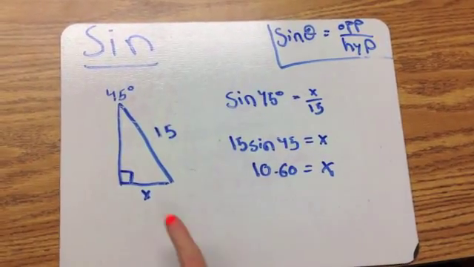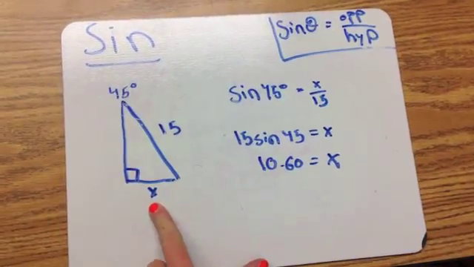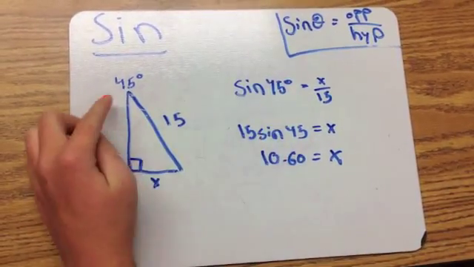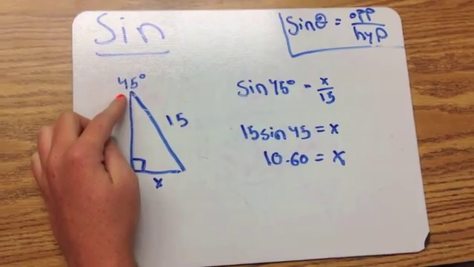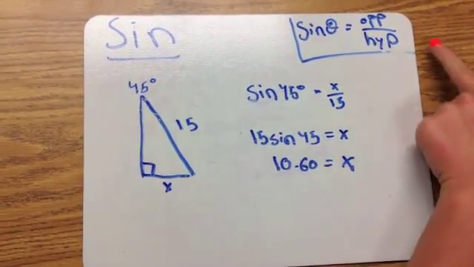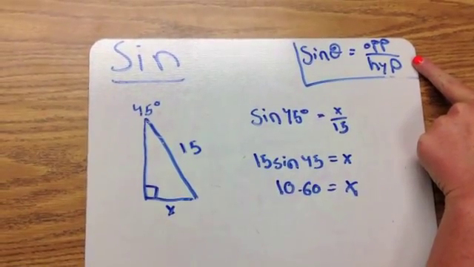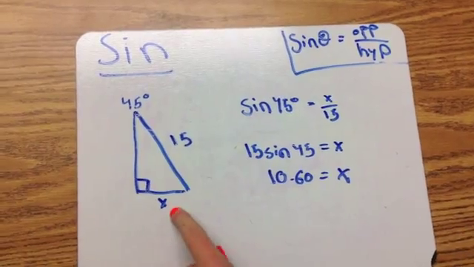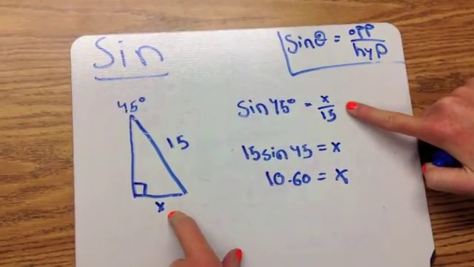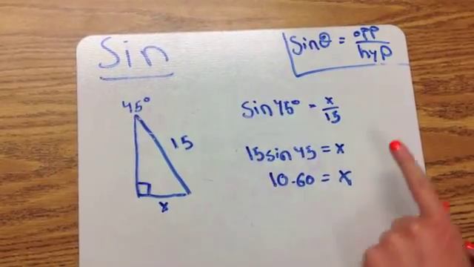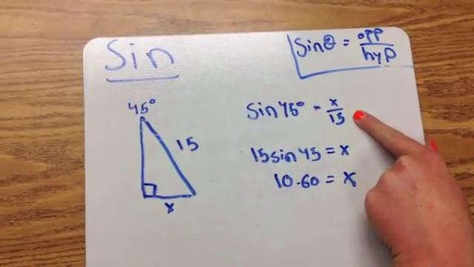On this triangle, we're going to try to find x, and so we're going to use sine. And so we'll put the sine of the angle, sine 45, and then we set it up as opposite over hypotenuse. So the opposite of the angle 45 is x. So we put x, and then the hypotenuse is 15 because it's across from the right angle. And so it's x over 15.